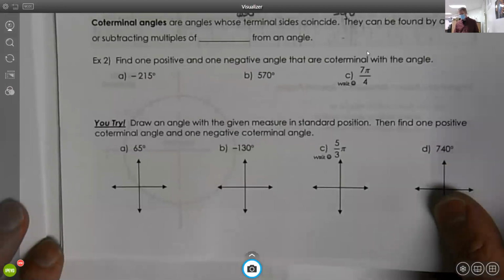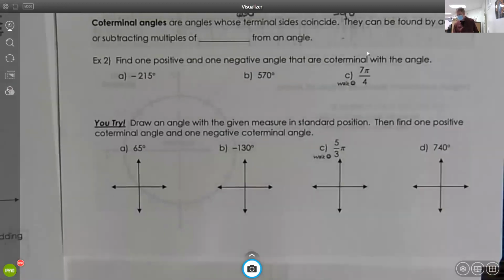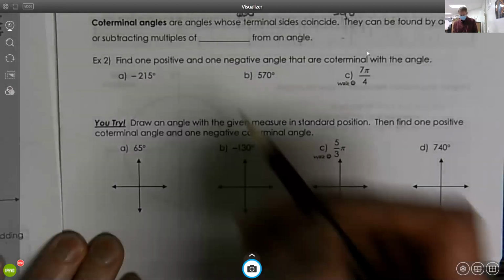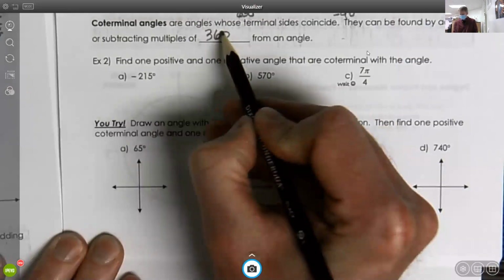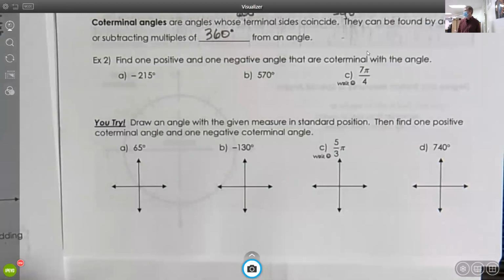We have coterminal. Those are angles whose terminal side coincides. So two angles that might point in the exact same direction. They can be found by adding or subtracting multiples of 360 from an angle.